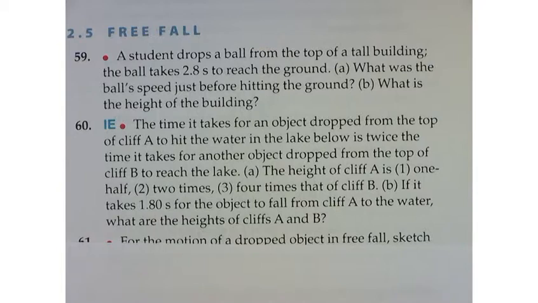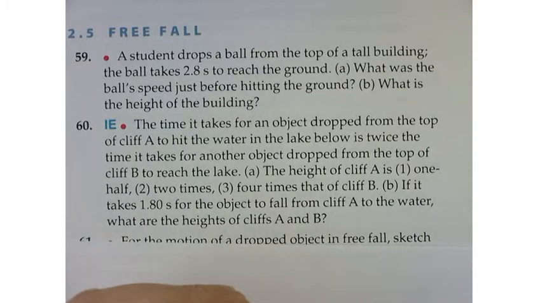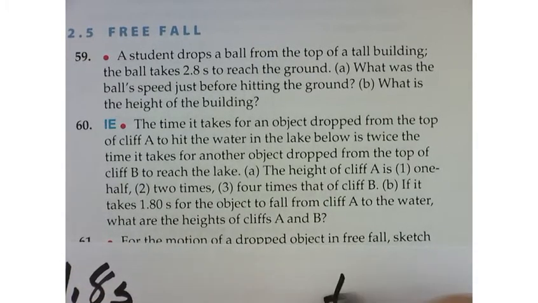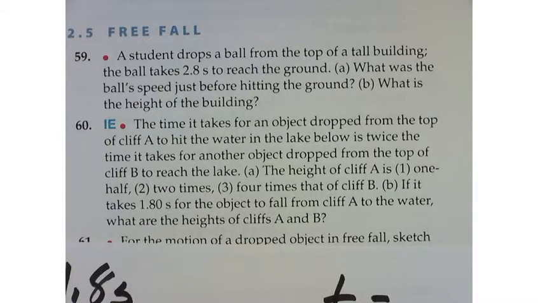To reach the lake, and then it says for part A, the height of cliff A is 1/2, 2 times, 4 times of cliff B. If it takes 1.8 seconds for the object to fall from cliff A, what are the heights of cliff A and B? So if the time for A is 1.8 seconds, what is the time for B? Which is? 0.2 divided by 2 times it by 2 times by 4.